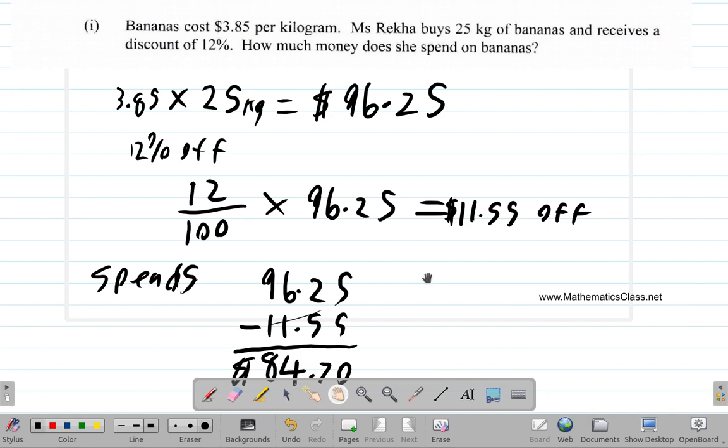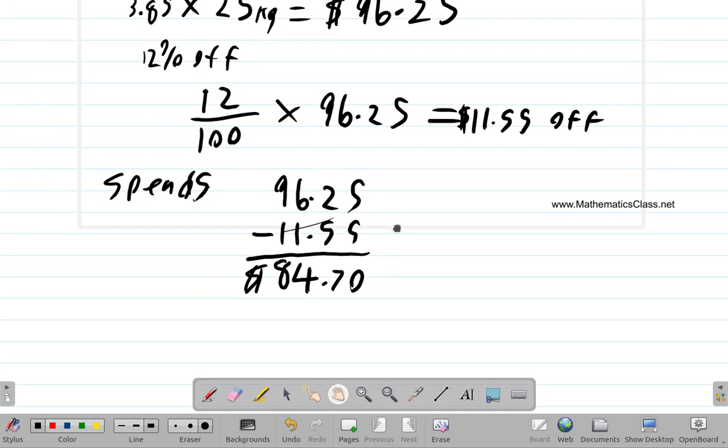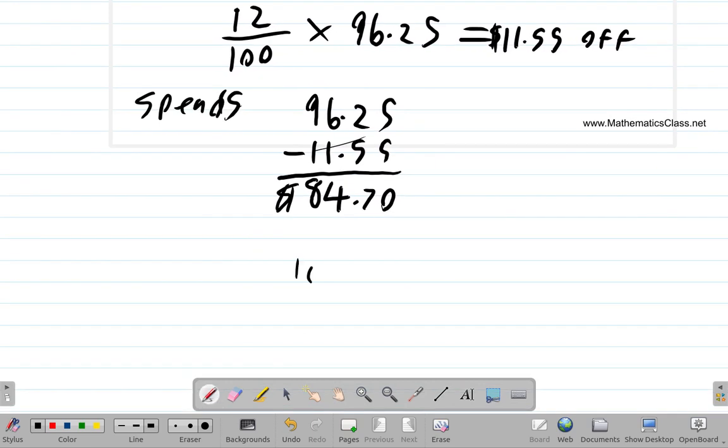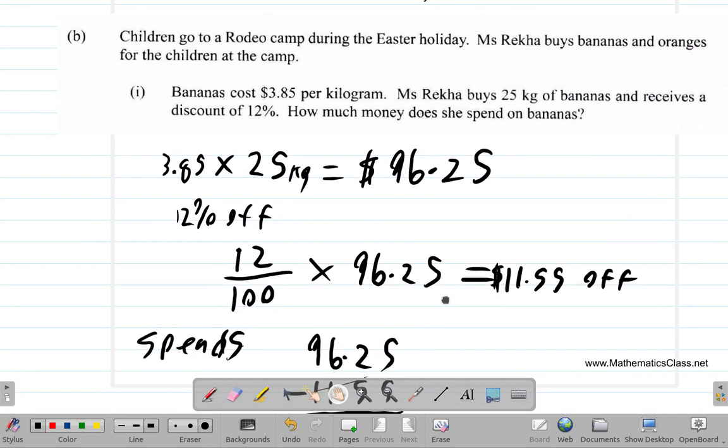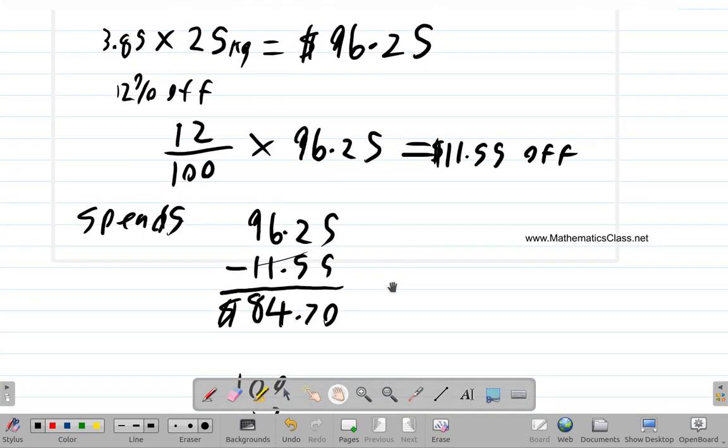Another thing you could consider is that if she gets 12% off, then how much is left on? 100 minus 12 is how much is left on. That would be 88%. She pays 88%. So you find 88% of $96.25. That's another way you could do it.